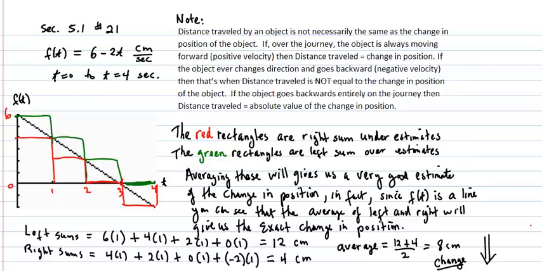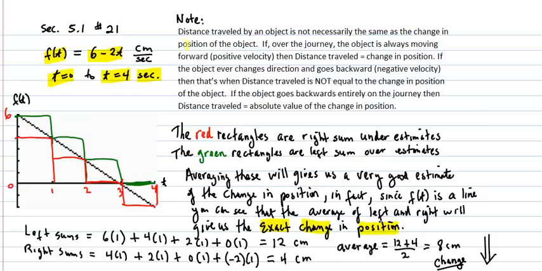This problem is out of the book in section 5.1, and you have a velocity function in centimeters per second over a time interval from 0 to 4 seconds, and they gave that the function f of t is a straight line, as you can see graphed here. But before we talk about solving this problem, they ask for the change in the position, the exact change in the position.